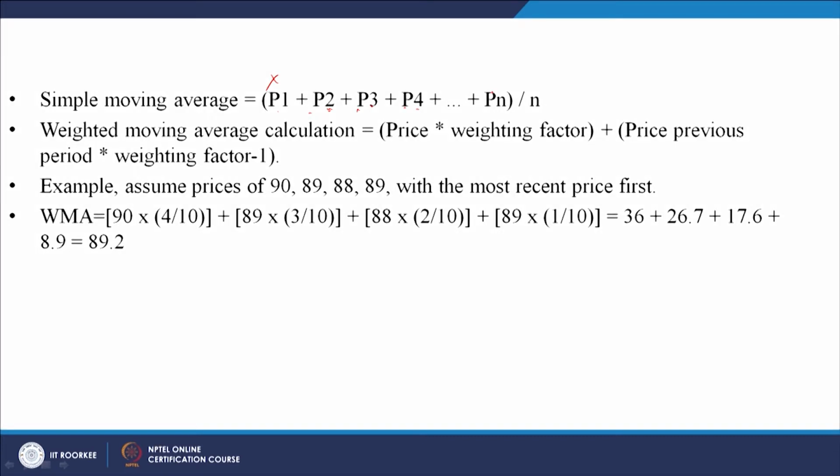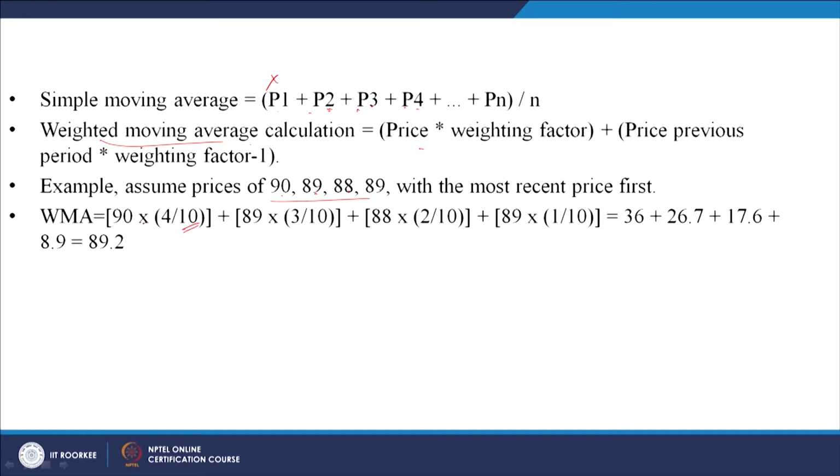But then you have other methods also, for example, the weighted moving average calculation. Now, what is it saying? In this method, you take the price multiplied by a weighting factor, plus the price of the previous period multiplied by the weighting factor minus 1. Assume prices of, let us say, 90, 89, 88, 89. When you talk about a weighted moving average, how is it calculated? There are 4 periods, 1, 2, 3, 4. The base number is taken as 10, which is a random number.